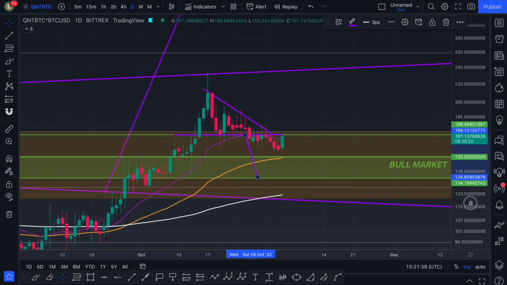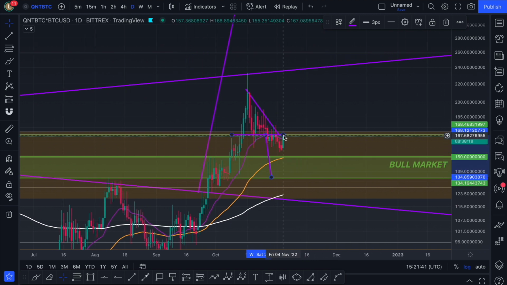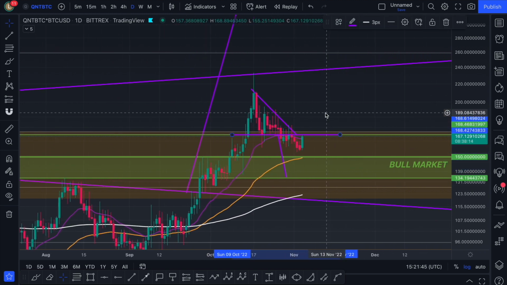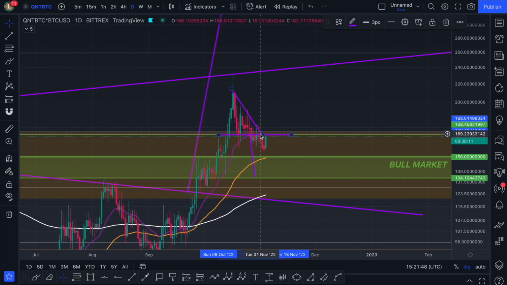If we were to fail to close a daily candle above $168, then this is where we do still anticipate further downside to this 55 EMA. Technically, you should go to the target. What might not allow you to go to the target is the 55 EMA.